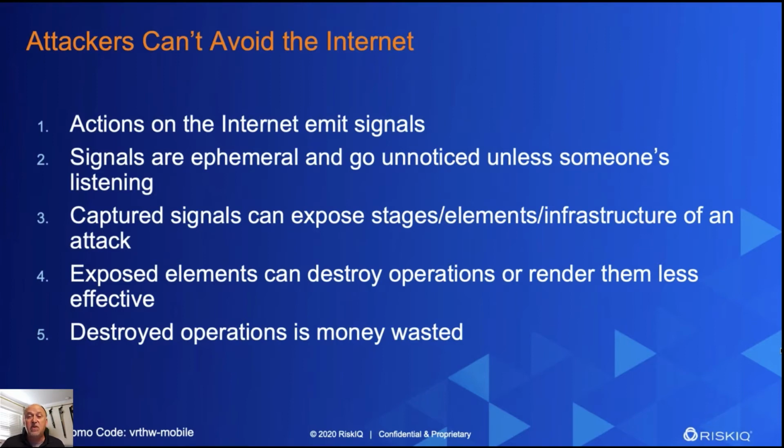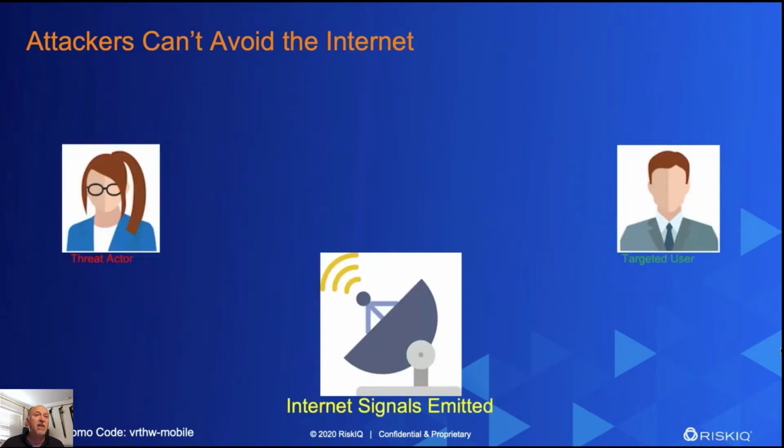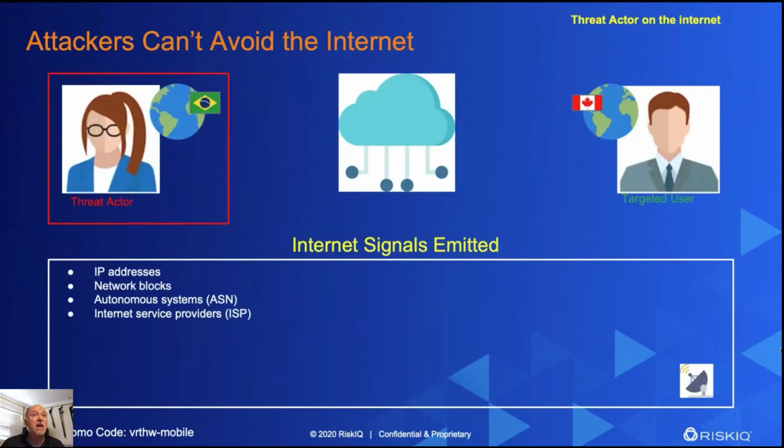And everything you do, if you're looking for those signals, you can collect them and you can figure out what's happening. So if we take a look at a threat actor and a targeted user, what signals are they emitting? So think of it right now, you're at home, you're on an internet connection, you might be using a phone, you might be using a laptop or a tablet, you might be a hardwired connection or wireless. You're emitting signals. So just from being on the internet, you have an IP address, a net block, autonomous system, and an internet service provider.